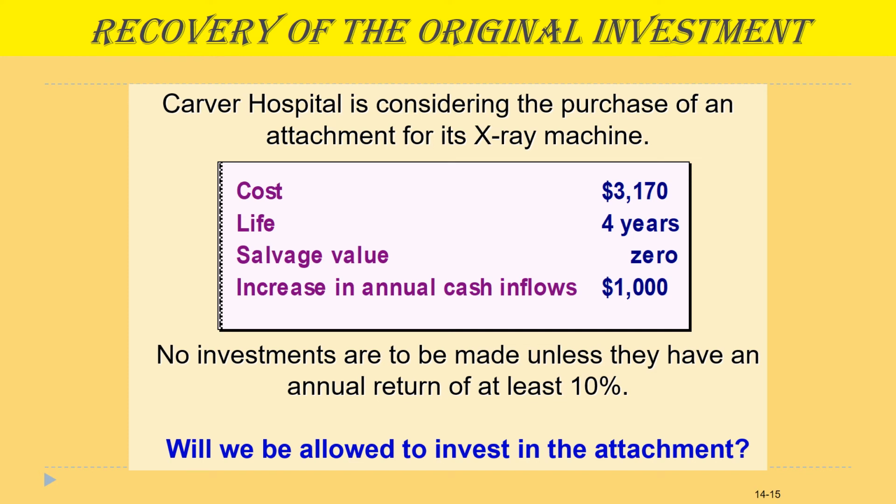We have another worked example here again, and the Woodcover Hospital is considering the purchase of an attachment for its X-ray machine, cost 3,170. The life is 4 years, salvage value zero, and the increase in the annual cash inflows is 1,000. Okay, so from the use of this machine, you would make $1,000 every year, and you have to put out 3,170. It would last for 4 years, no value at the end of the year.